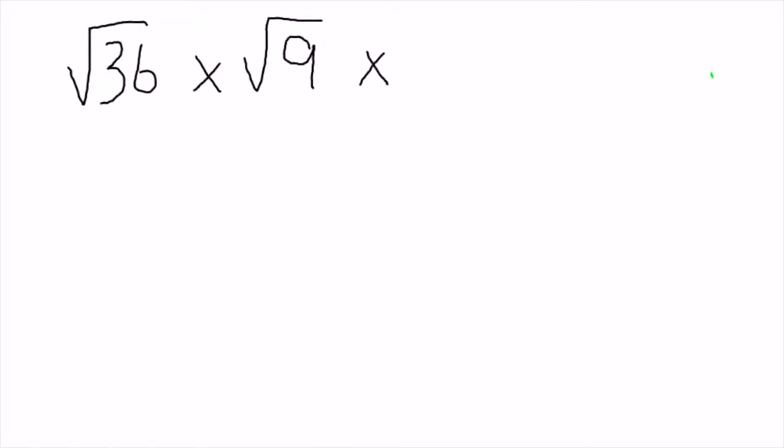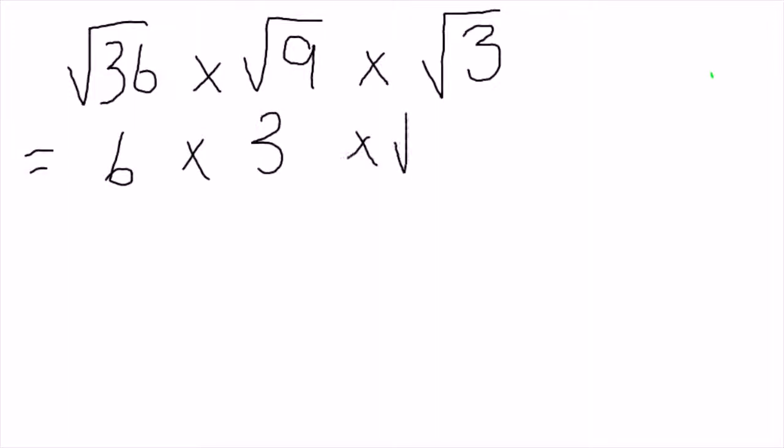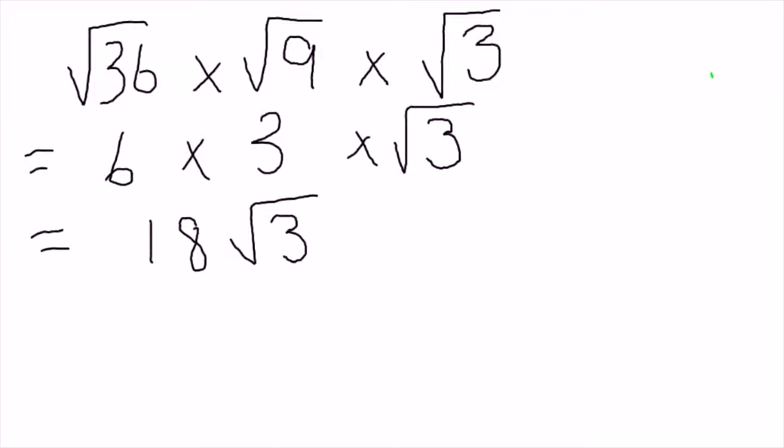We have root 36 times root 9 times root 3. To simplify this, we can just simplify each surd first. So root 36 is equal to 6, root 9 is equal to 3, times root 3, as you cannot simplify this. So we get 18 root 3. As you can see, we have multiplied the rational values, which are 6, 3, and 1, and kept the same irrational value as there are no other irrational values.